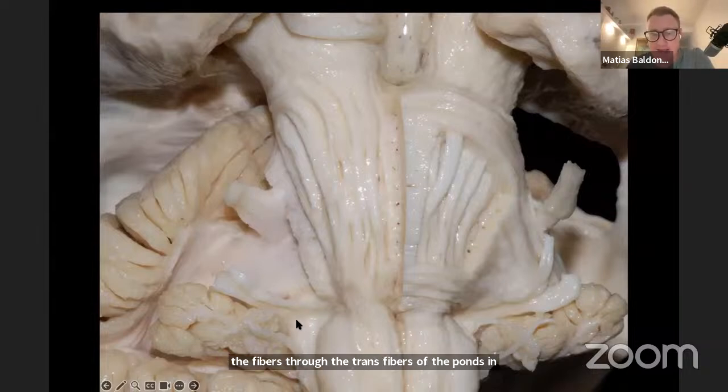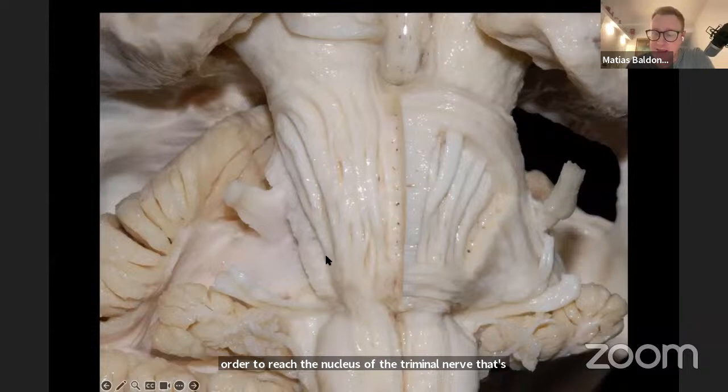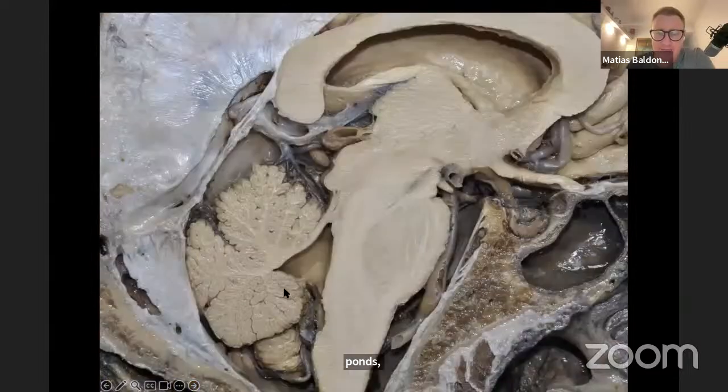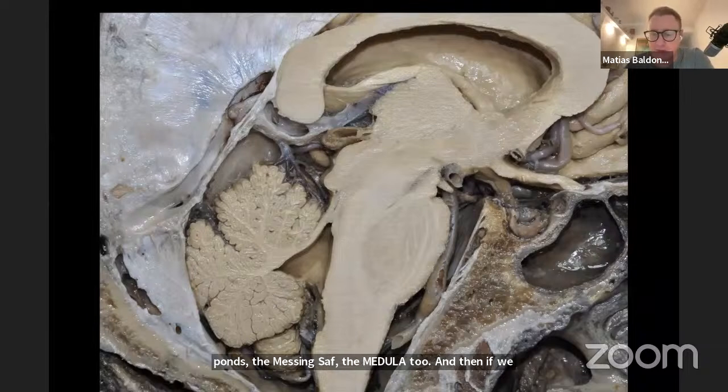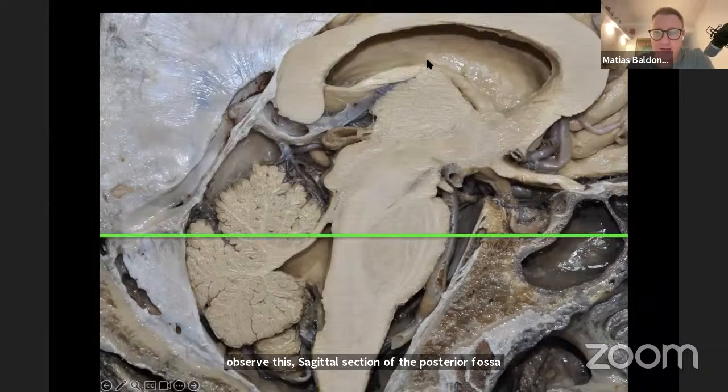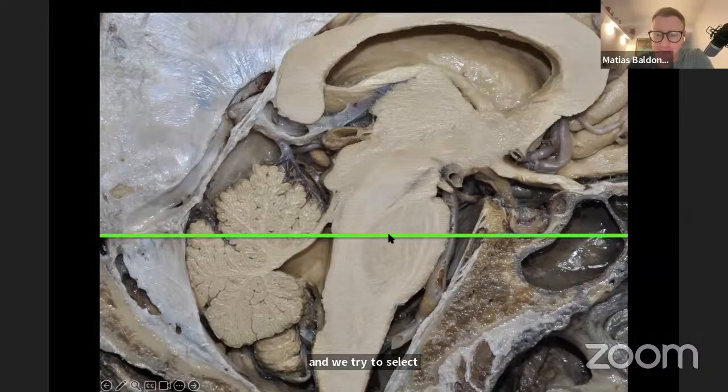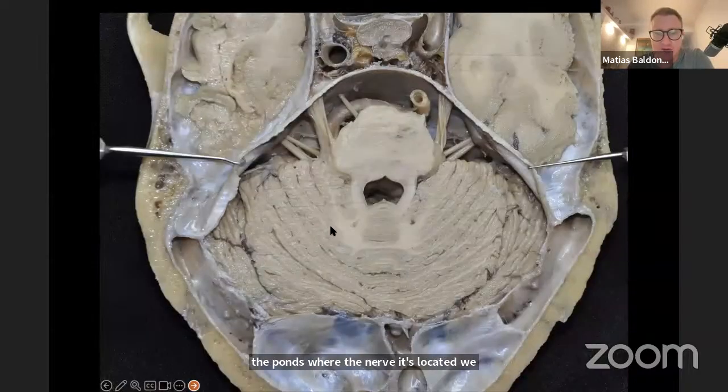That is a long, sensitive nucleus that is located inside of not only the pons, but the mesencephalon and the medulla too. And if we observe this sagittal section of the posterior fossa, and we try to select an axial section crossing in the superior third of the pons, where the nerve is located, we can observe this interesting anatomy of the nerve.